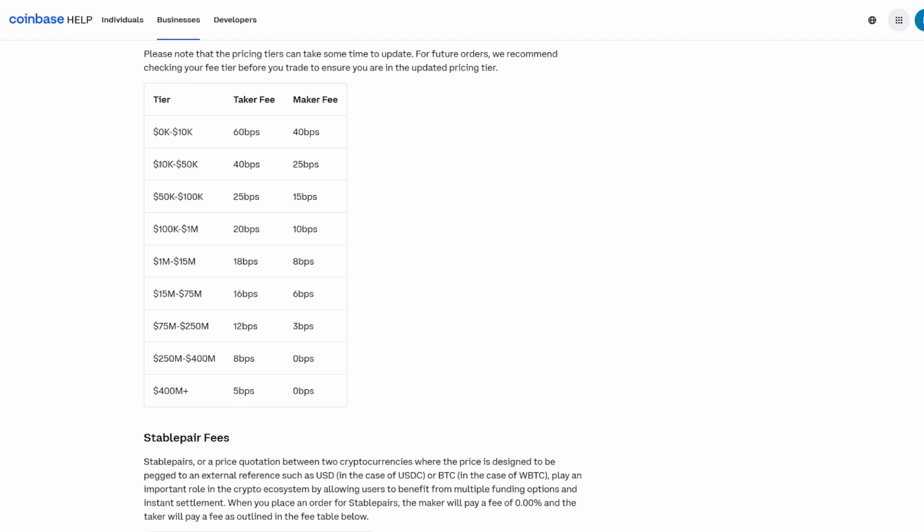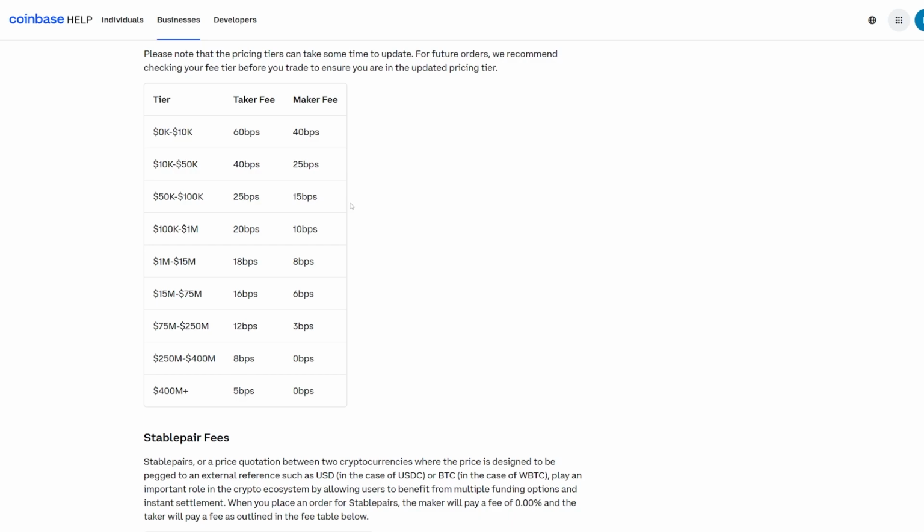Now, the more money that you trade, you can see that the fees start dropping off. For people that are trading anywhere from $10,000 to $50,000 of volume over a given month window, well, these people are going to be upgraded to around a 0.4% taker fee and a 0.25% maker fee. If you're trading between 50 and 100K, you get a 0.25% taker fee and a 0.15% maker fee. And the easiest way to remember this is that the lower fee is almost always going to be associated with limit orders, and the higher fee is almost always going to be associated with the market orders.